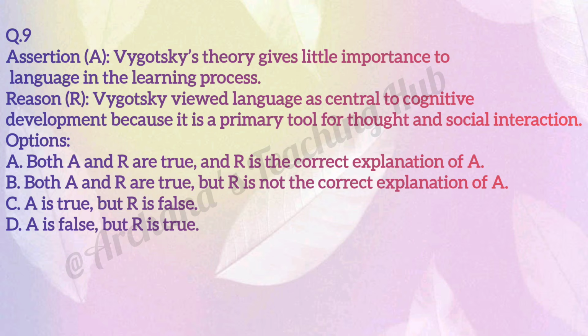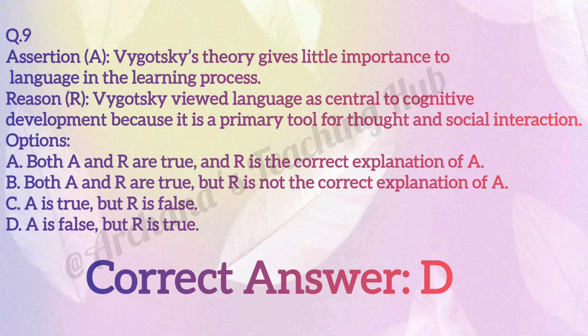Question number 9. Assertion A: Vygotsky's theory gives little importance to language in the learning process. Reason: Vygotsky viewed language as central to cognitive development because it is a primary tool for thought and social interaction. Correct answer is option D. A is false but R is true. Language is central in Vygotsky's theory, so A is false.